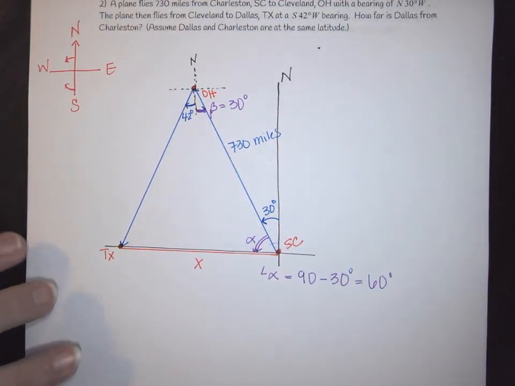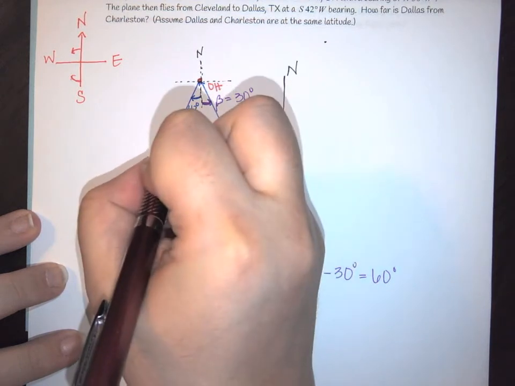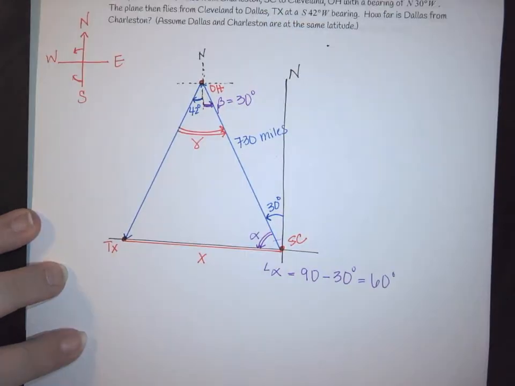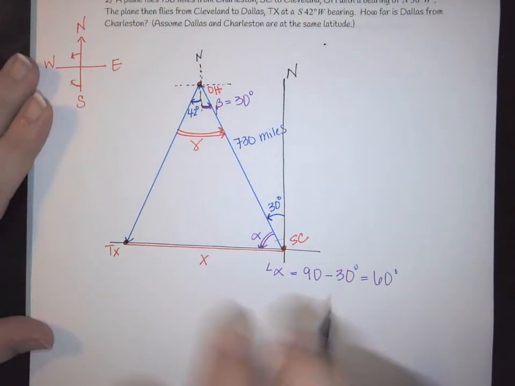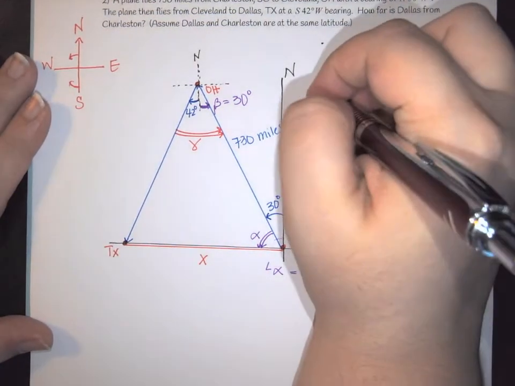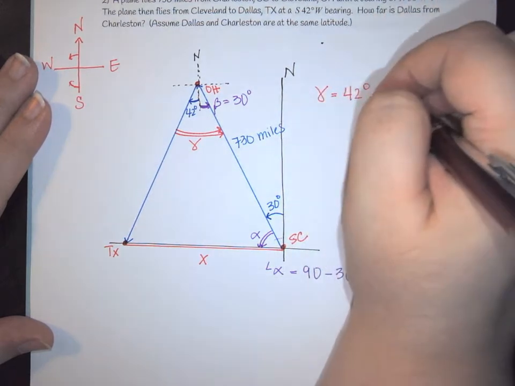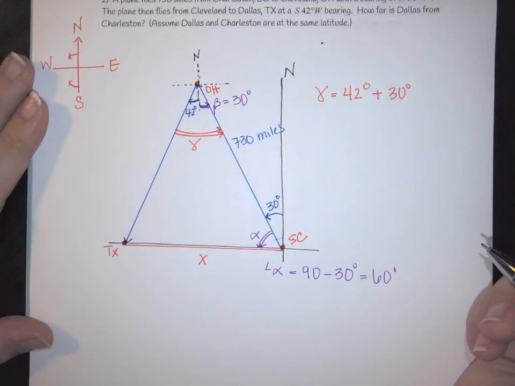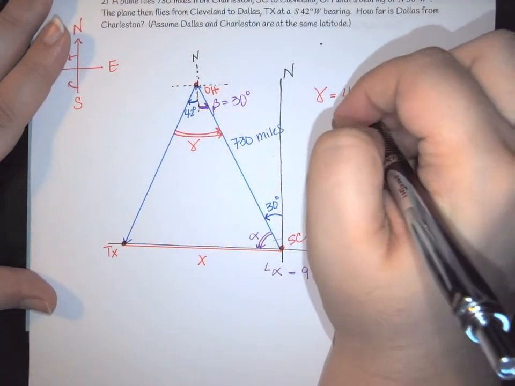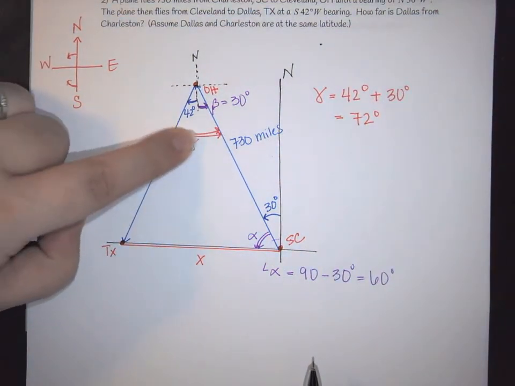So if we look at this large piece right here, let's call this one gamma. Well, gamma has to be the addition of these two little pieces. So gamma here has to be my 42 degrees plus the 30 degrees based on my geometry rule, which means it has to be 72 degrees. Okay, so that's what's going on right here. This is 72 degrees.